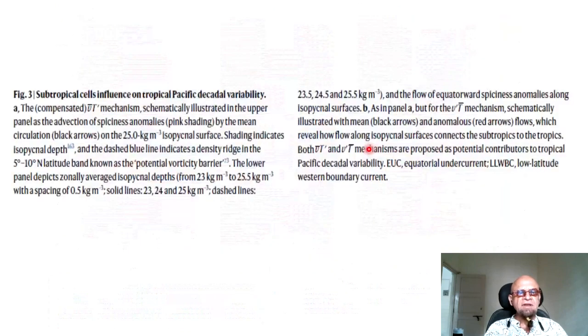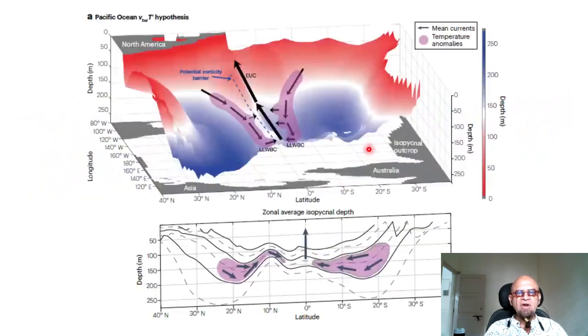So you look at the subtropical cell influence on the tropical Pacific decadal variability with V bar T prime and V prime T bar mechanisms. So this is the way they are showing it schematically. Pacific Ocean V bar T prime hypothesis is basically saying here North America. So we have to be careful how we are looking at this.